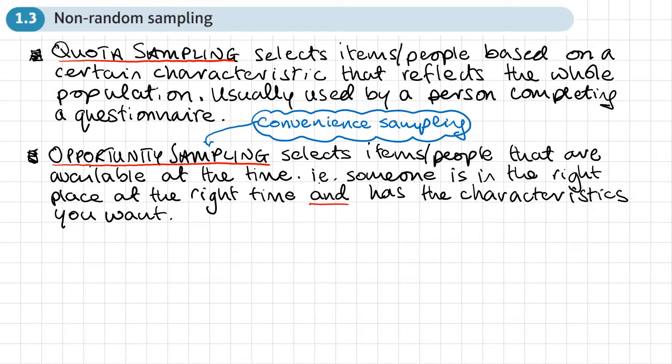The next type of non-random sampling is called opportunity sampling. Now it can sometimes be called convenience sampling. And then what it does, it selects items, or normally people, that are available at the time. So you can think of it as someone who's in the right place at the right time for the person who's carrying out the research, the questionnaire person. And that person needs to have the characteristics that you are interested in, that you want. They fit the criteria for your sample. So now let's look at the advantages and disadvantages of quota sampling and opportunity sampling.